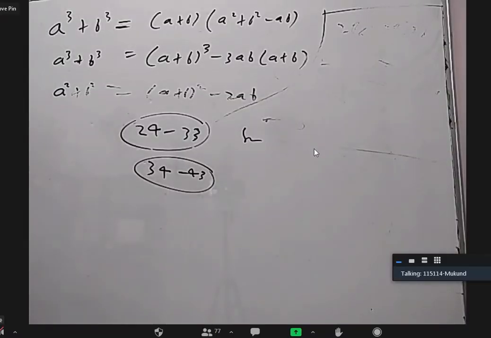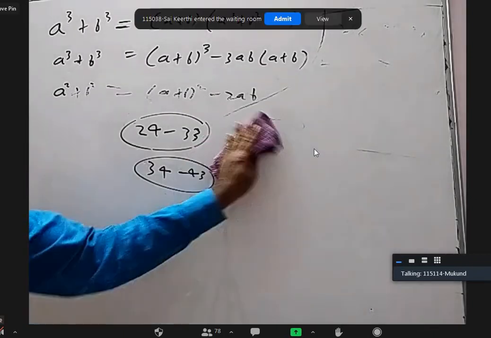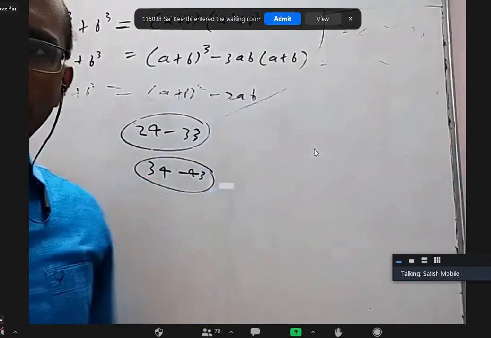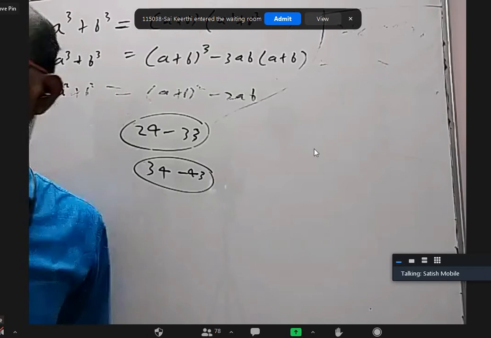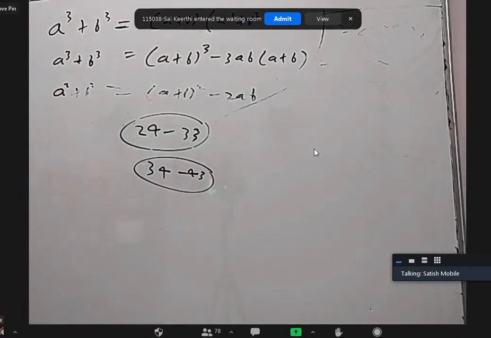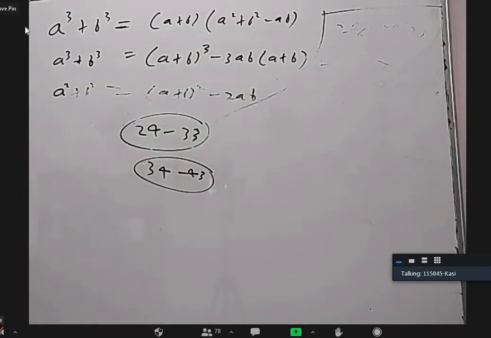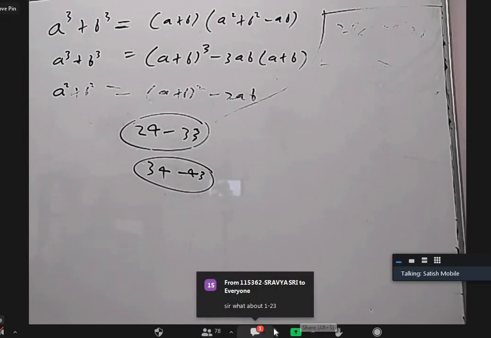Sir, till 44 we have trigonometric identities. Even after that also, indirectly, they are trigonometric identities only. Till 54, if I see. For the third one, we have, sir. Yeah, one question, it's okay. That's not a problem.